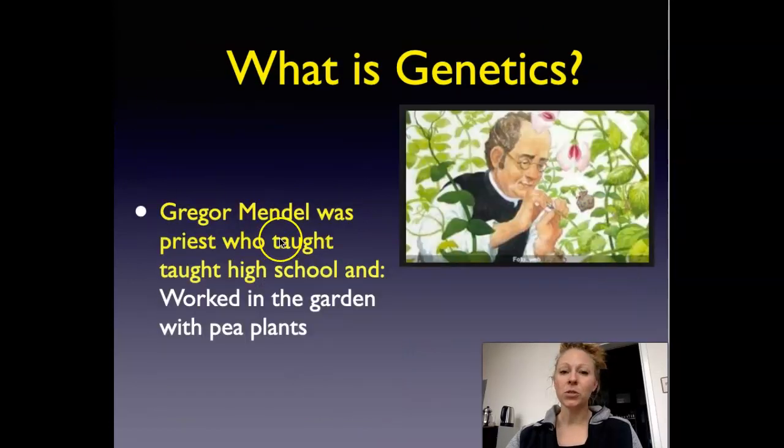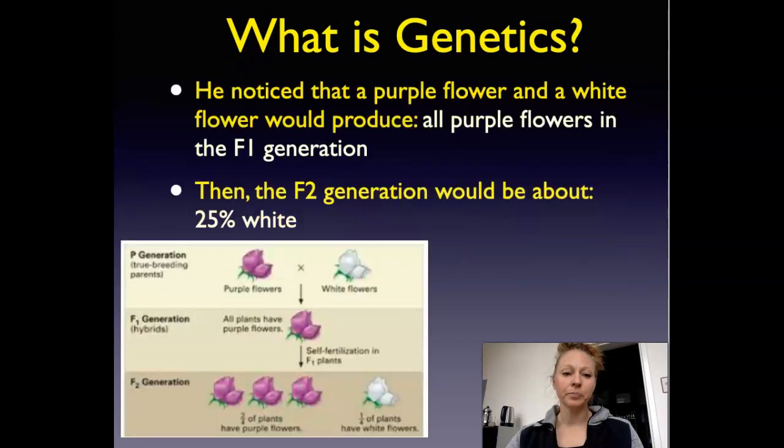Gregor Mendel was a priest and he taught high school, and he worked with pea plants in his garden. It was pea plants that he used to do research about how traits are passed on from one generation to the next. He said something has to have been passed on. There's something that's allowing for kids to look like their parents.